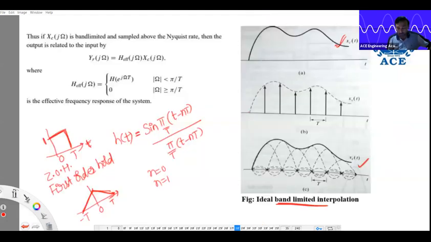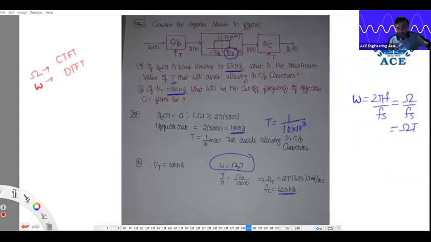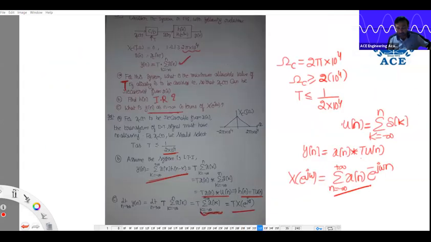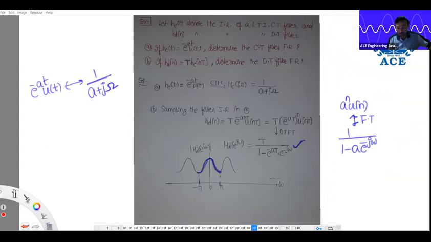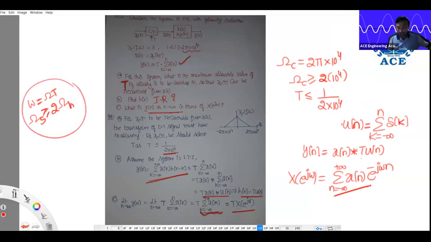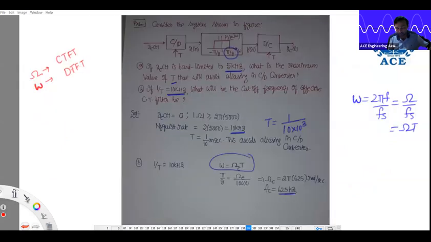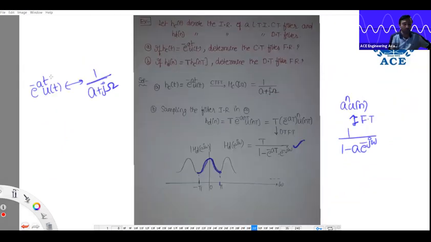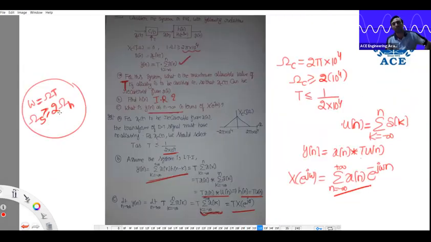Just 3-4 models only I solved. The same way you are going to get the question, but all are linked to only one formula. Two formulas are main for you. One is omega equals ohm into T. Second is sampling rate must be greater than or equal to 2 times highest analog frequency. The last 4 examples which I have shown for you are all linked to these formulas only.